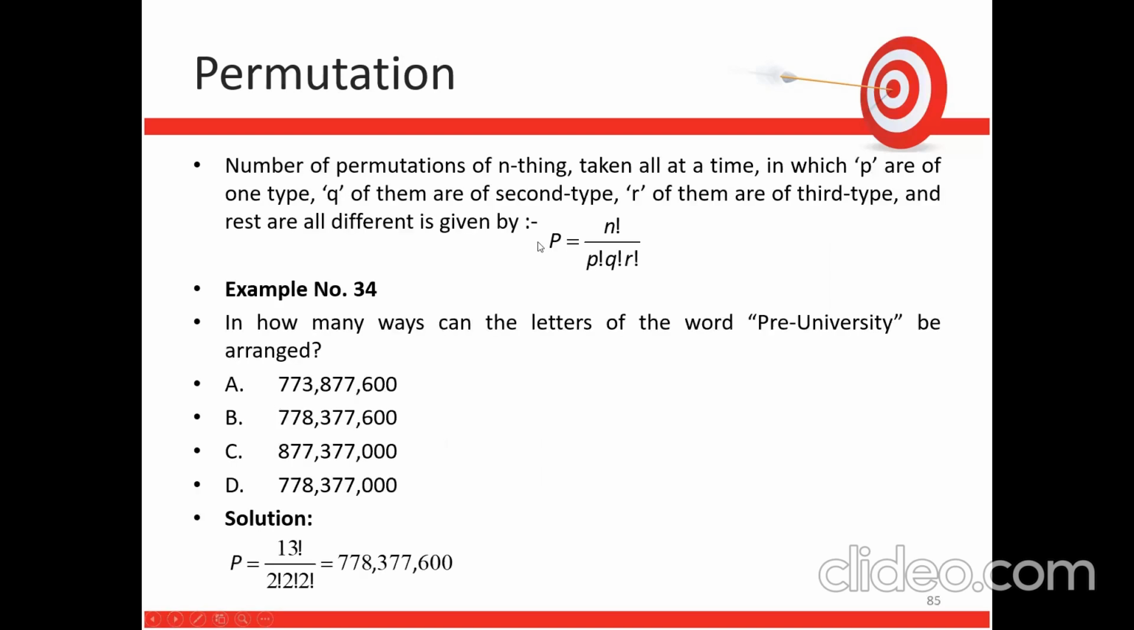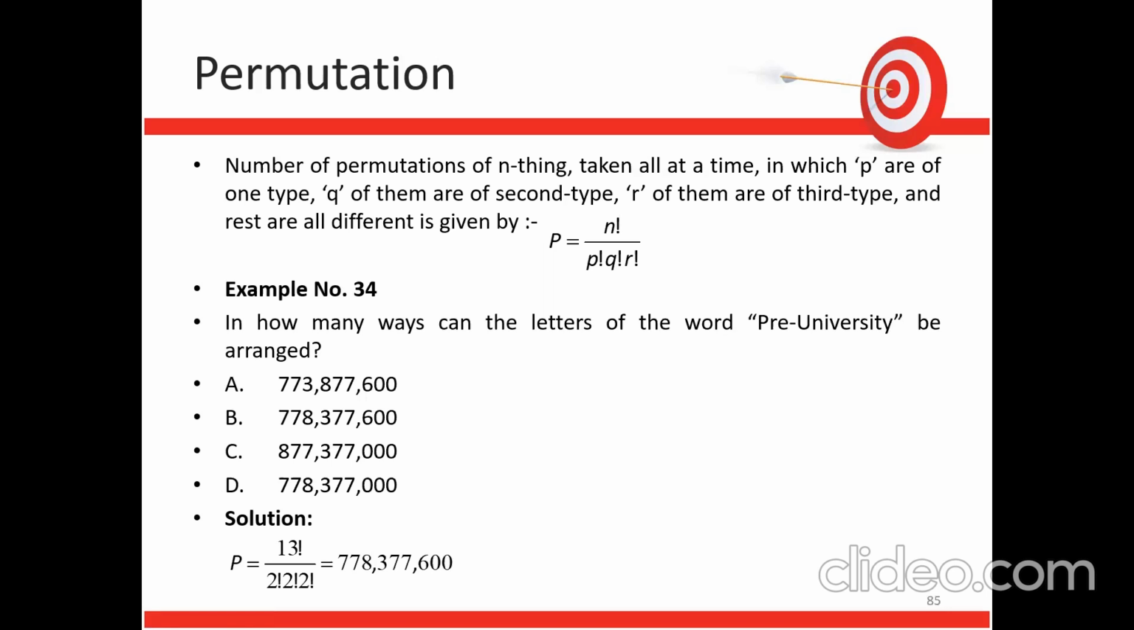Next, permutation of n things taken all the time, of which P are of one type, Q are of second type, R of them are of third type, and the rest are all different, is given by n factorial over P factorial over Q factorial over R factorial. So, sa example lang, how many ways can the letters of the word pre-university be arranged? So, solution. So, P is equal to 13 factorial over 2 factorial over 2 factorial over 2 factorial.